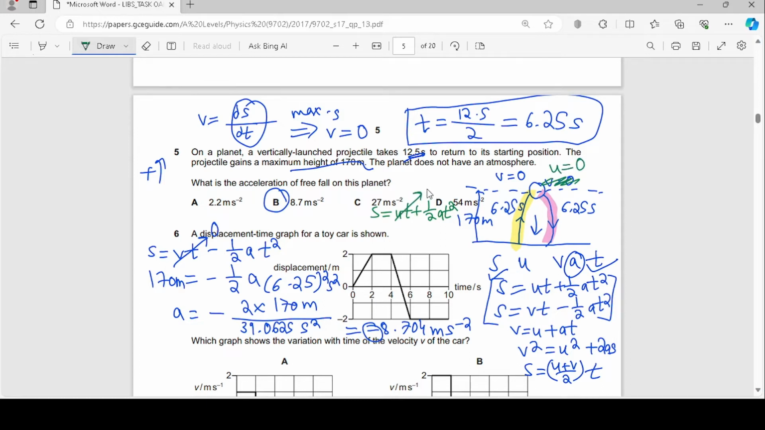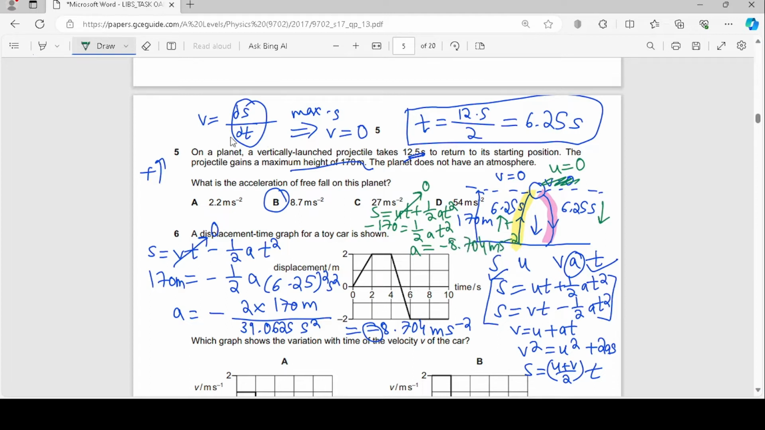So this term again just goes to 0, and because you're going downwards here, and I considered my sign convention as displacement positive upwards and downwards negative, I'm going to write minus 170 equals half at squared. Then if you solve the equation and substitute the value for t as 6.25 and everything, you will get the answer again as minus 8.704 meters per second squared.